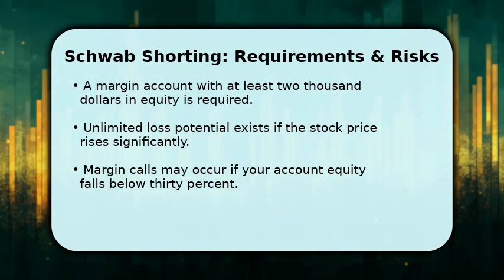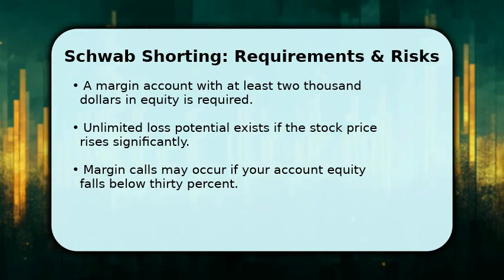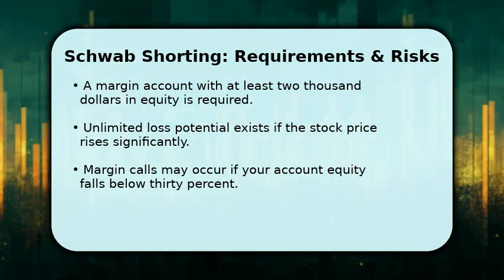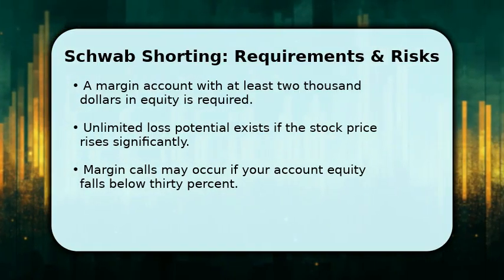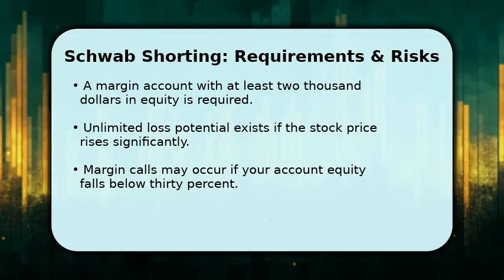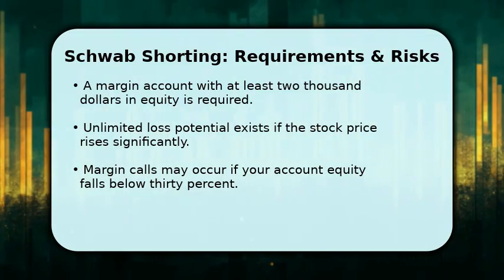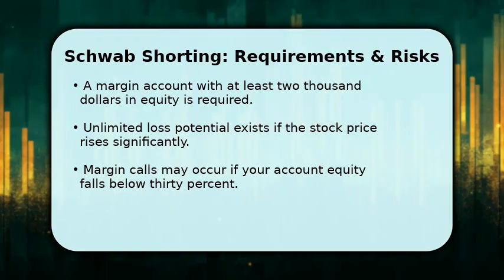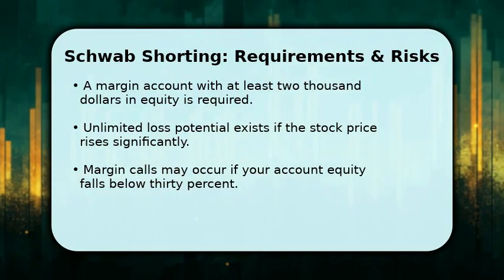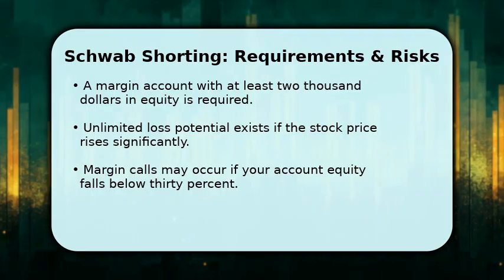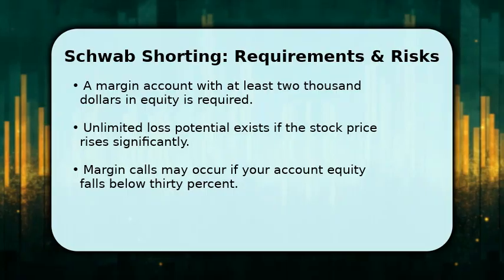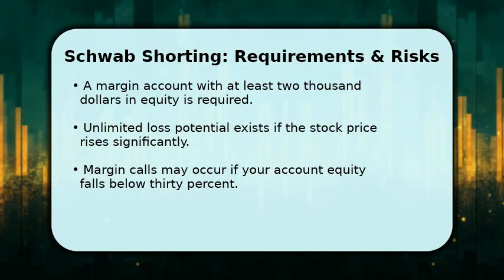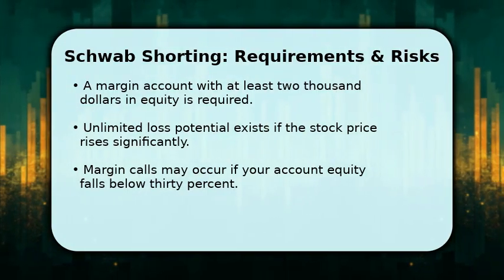To short sell on Charles Schwab, you first need an approved margin account, typically requiring at least $2,000 in equity. Be aware of the significant risks involved. Theoretically, losses can be unlimited if the stock price rises indefinitely. You could face a margin call if your account's equity drops below the maintenance requirement, often 30%. Also, you are responsible for any dividends paid on the borrowed shares and may incur borrow fees.